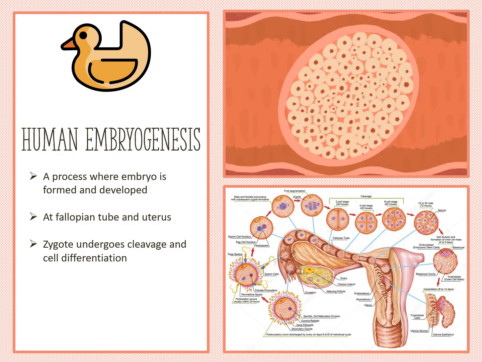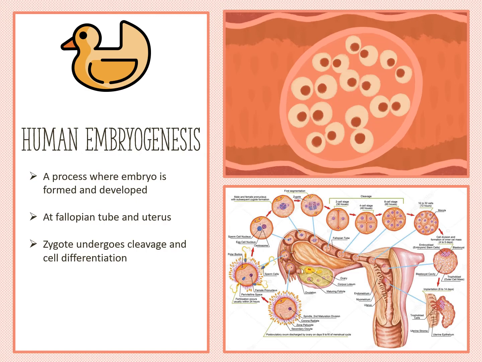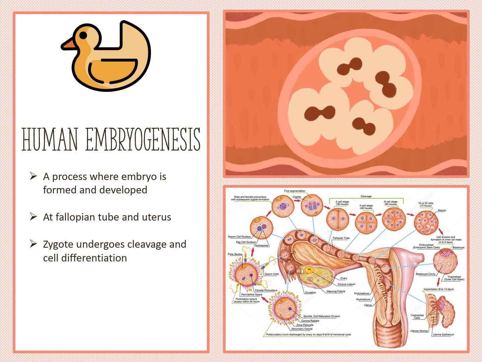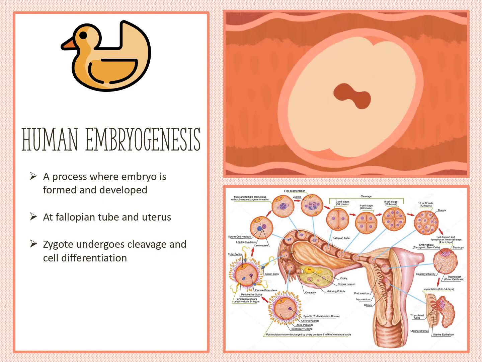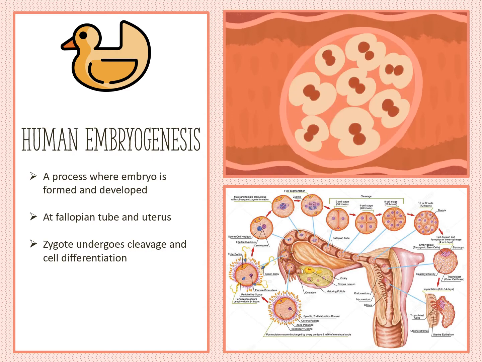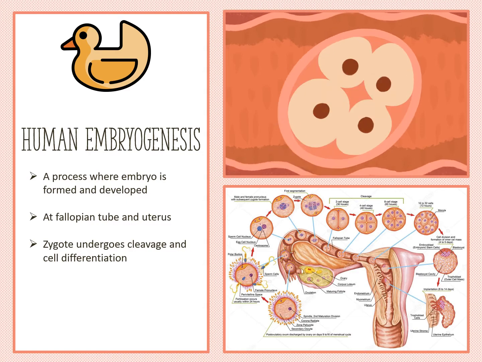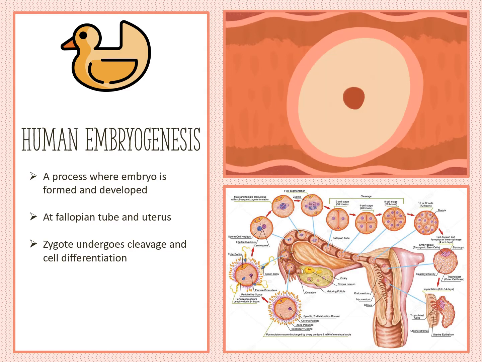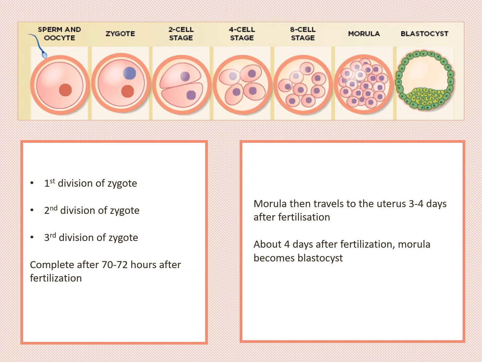Next is human embryogenesis. Human embryogenesis is a process by which the embryo is formed and developed. Zygote will undergo cleavage and cell differentiation. Cleavage is a rapid mitotic division. The first division of the zygote is 24 hours after fertilization and it completes about 30 hours after fertilization. During the second division of the zygote, the second cleavage is complete and there are 4 cells.